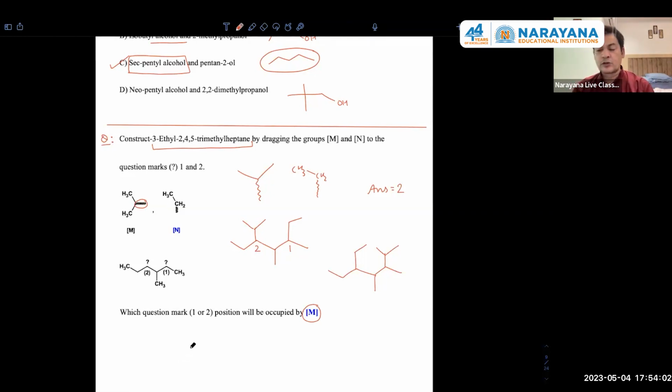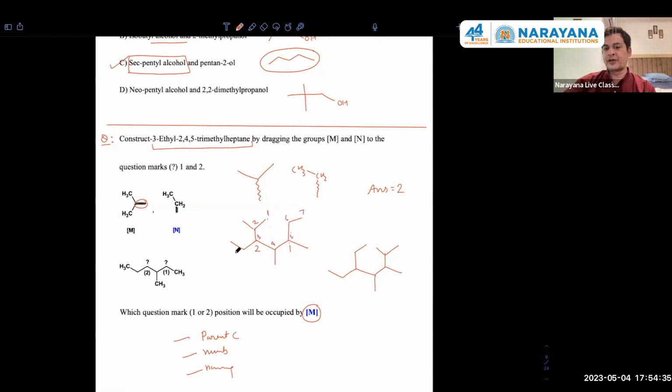In IUPAC naming, only 3 rules are important. First rule is the parent chain. Second rule is numbering. Third rule is naming. Those are the simple 3 rules in IUPAC. If you check the longest chain, it is 1, 2, 3, 4, 5, 6, 7, or 5, 6, 7. But we need to take this one because here we are getting more side chains. I need to start numbering from this point because at 2 I am getting 1 side chain. 3, 4, 5, 6, 7.